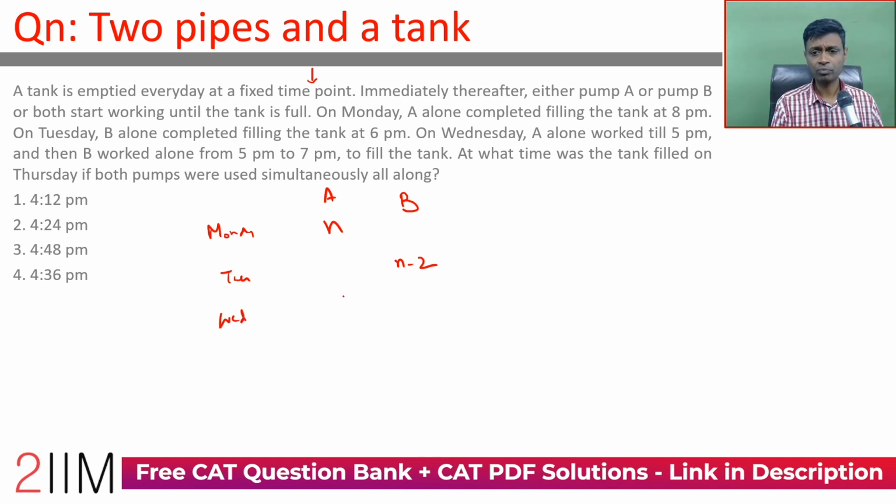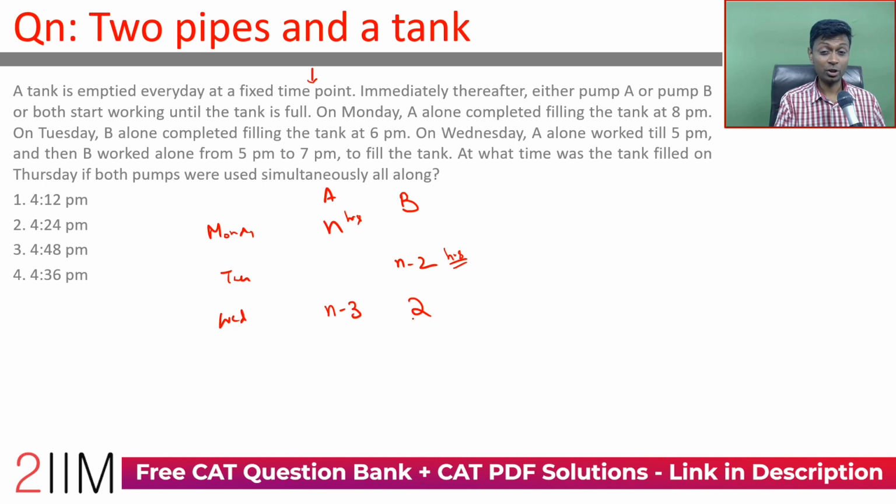On Wednesday, A alone worked till 5 p.m., plus n minus 3 hours A has worked. And then B worked alone from 5 p.m. to 7 p.m. to fill the tank, 2 hours to fill the tank. So A takes n hours to fill the tank. N hours of A can fill the tank. N minus 2 hours of B can fill the tank. N minus 3 hours of A and 2 hours of B can fill the tank.